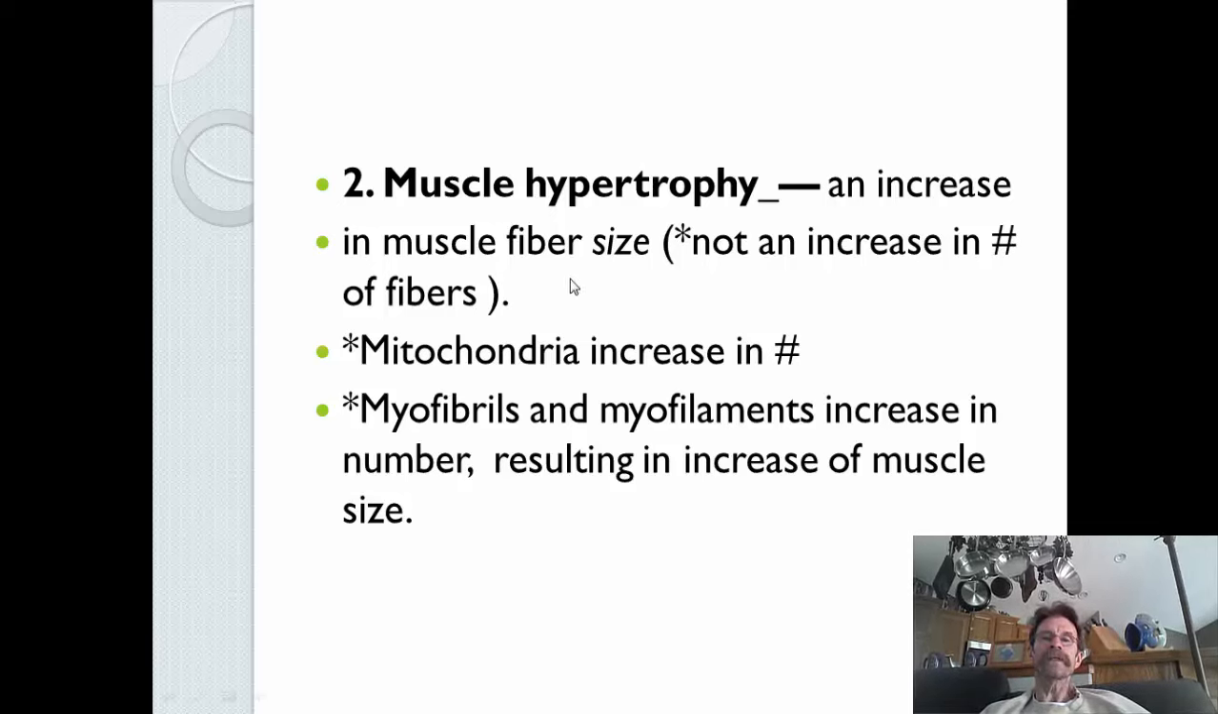Now, if we get an increase in muscle fiber, if we get muscle hypertrophy, we'll also need to have more mitochondria, which will increase the ability to produce ATP, which we need for a contraction. The myofibrils and myofilaments increase in number, resulting in that muscle size, and that's what I said at the beginning.